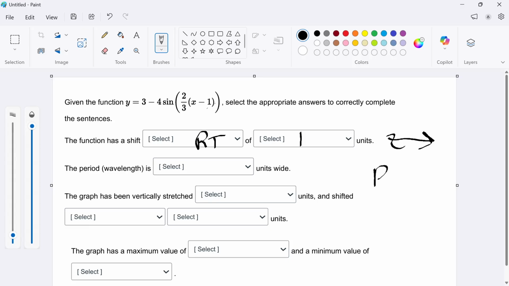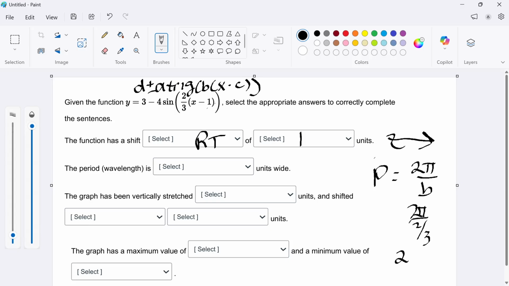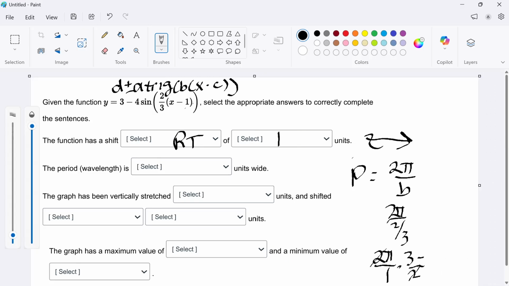Well, period equals 2 pi over b. When it's d plus or minus a trig of b times x minus c, the period is 2 pi over b, so 2 pi over 2/3. I flip and multiply times 3 halves. The 2's cancel, this is 3 pi. So the period is 3 pi.